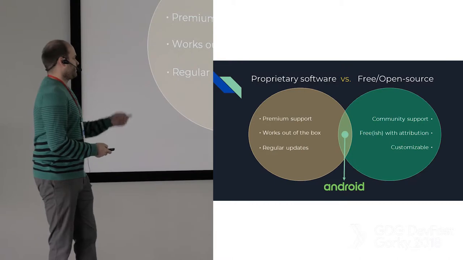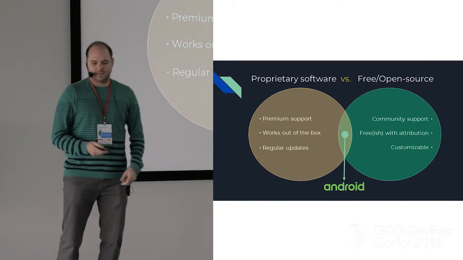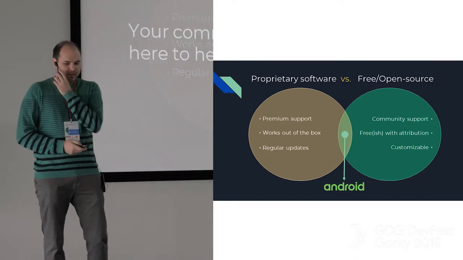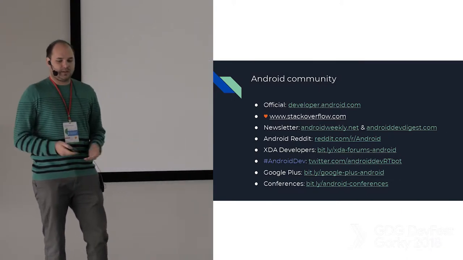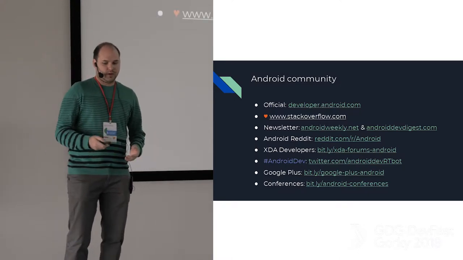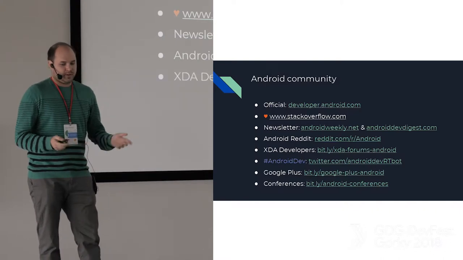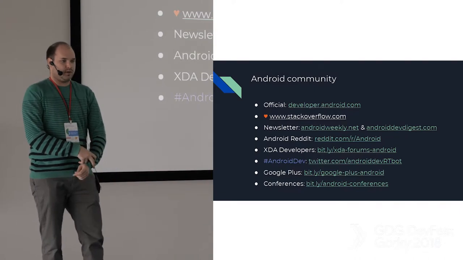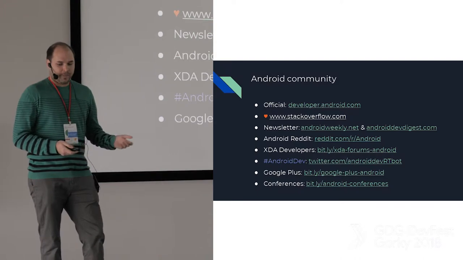So Android is somewhere here in the middle, which is interesting, but Google has to keep Android as their trademark. So your community is here to help you, and you can find them in various places, like the official blog and Stack Overflow, popular newsletters, then Reddit, XDA if you're interested in lower-level APIs, and then Android Dev on Twitter, and also Google Plus.